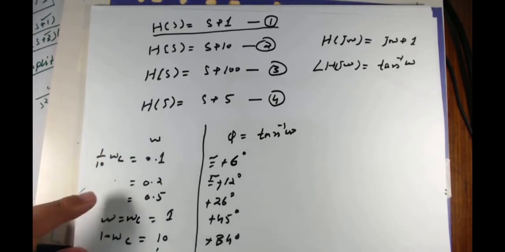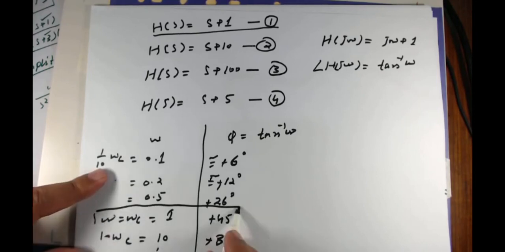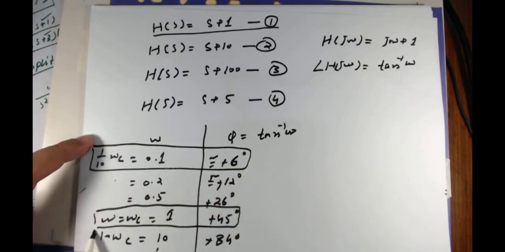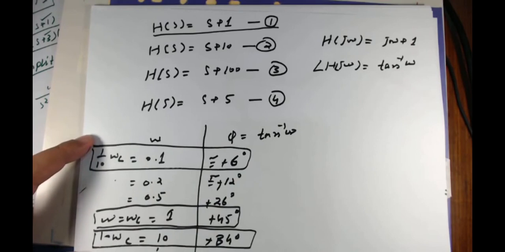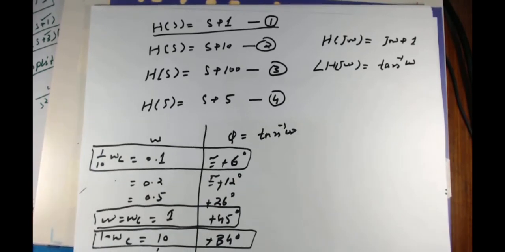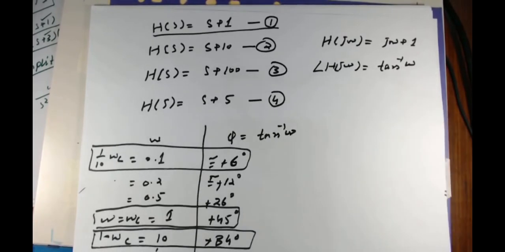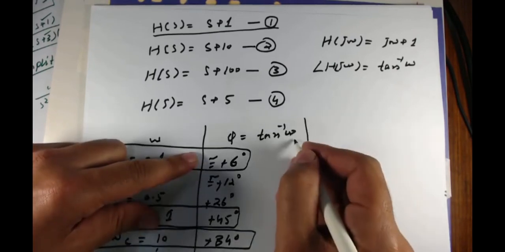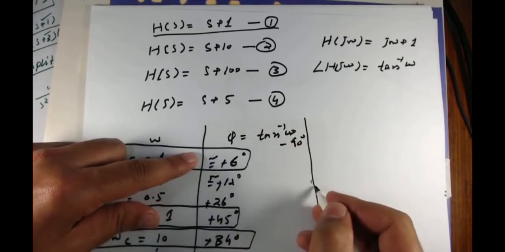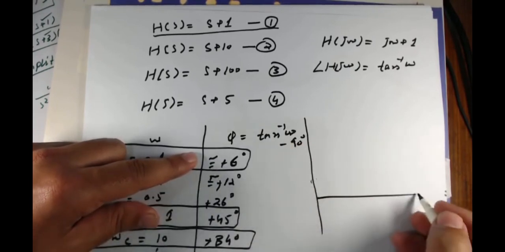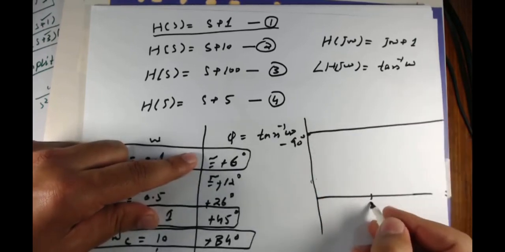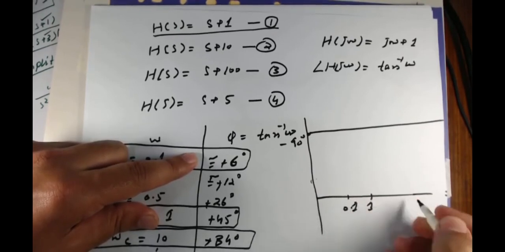Now what values are we interested in? We are interested in 1 by 10 times this omega c value and 10 times this value. Of course, we are interested in the asymptote as well. When omega equals infinity, this angle will reach plus 90 degrees, so our asymptote will be plus 90 degrees. Say this is 0 angle, this is our asymptote. Here this is 1, here this is 0.1, and here this is 10.